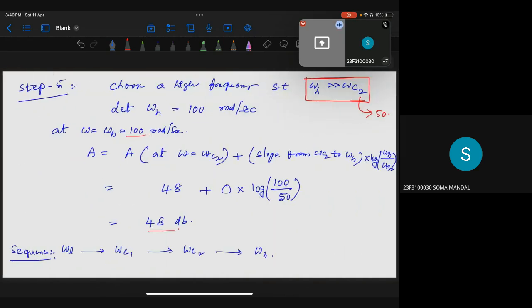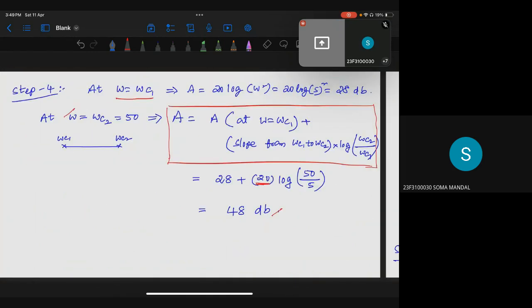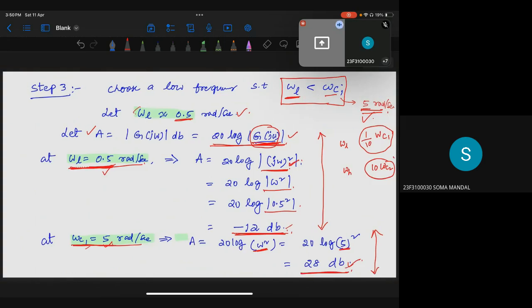Yeah, you see, this is 50. How much are you taking? We are taking omega H as 2 times omega C2. Yes, this is practical. But still you can take more values also. I think this is not correct.